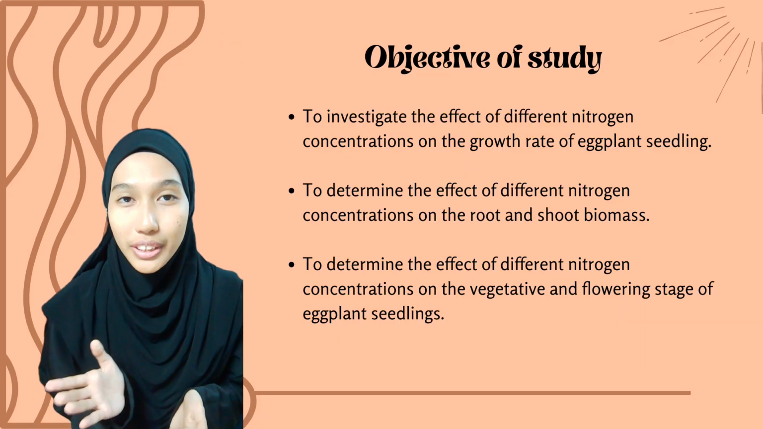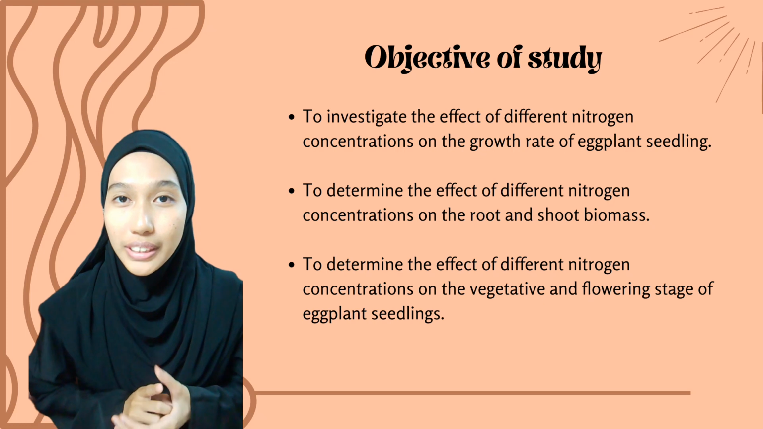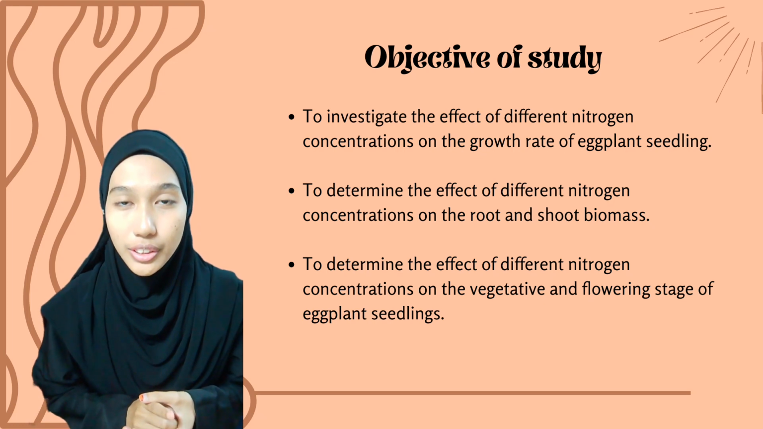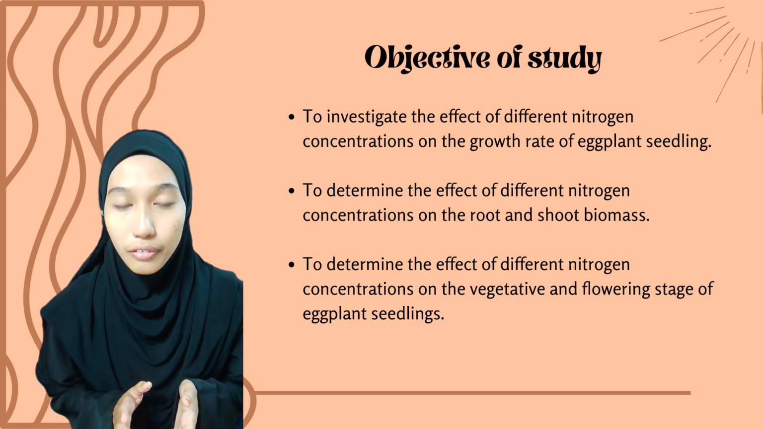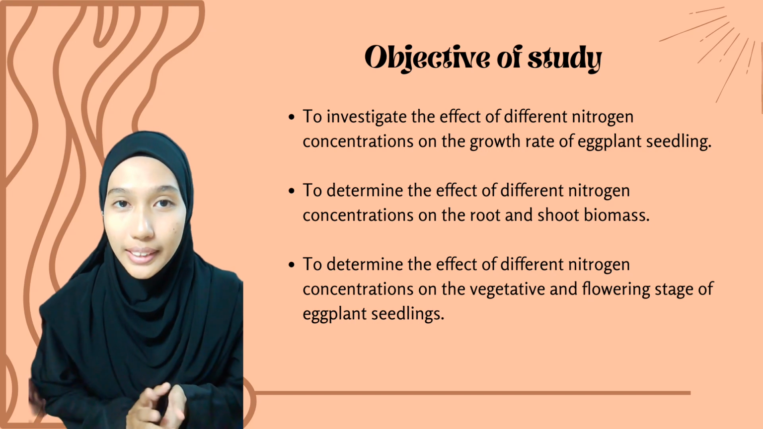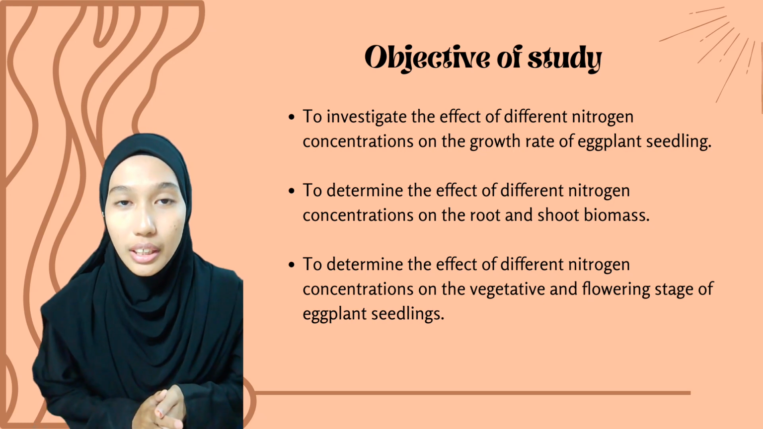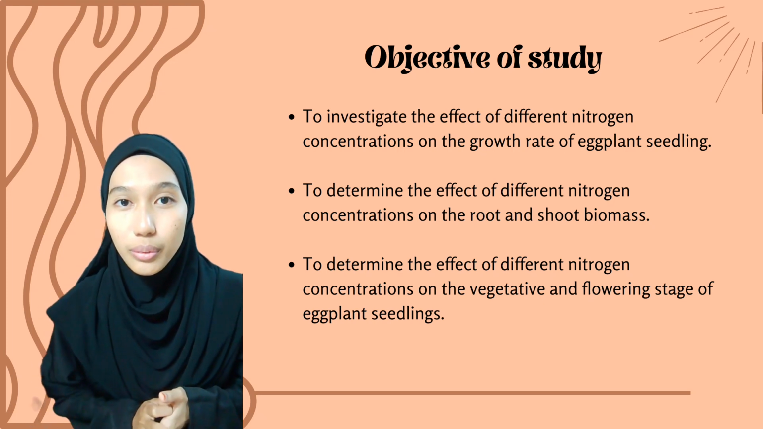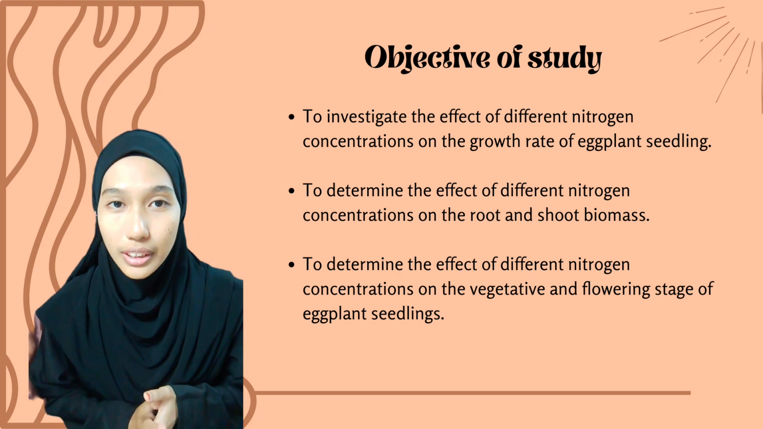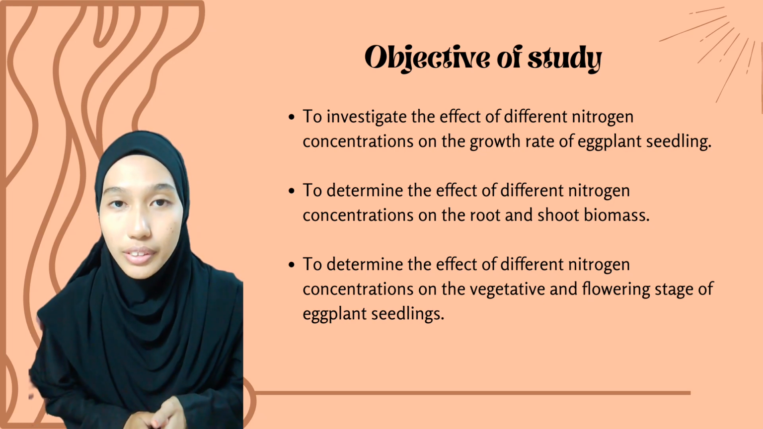The main goals for this study are: first, to investigate the effect of different nitrogen concentrations on the growth rate of eggplant seedlings. Second, to determine the effect of different nitrogen concentrations on the root and shoot biomass. And the third, the last one, to determine the effect of different nitrogen concentrations on the vegetative and flowering stage of eggplant seedlings.